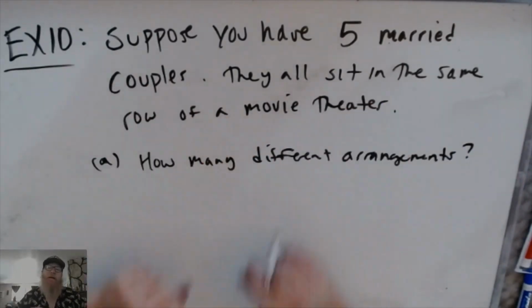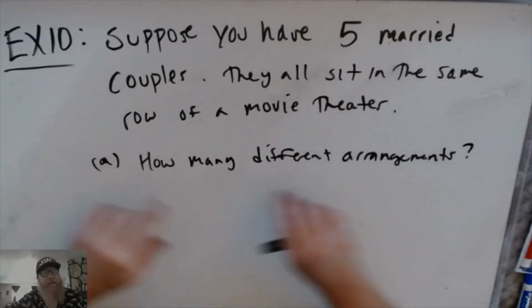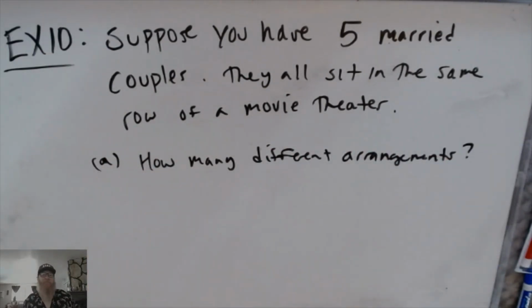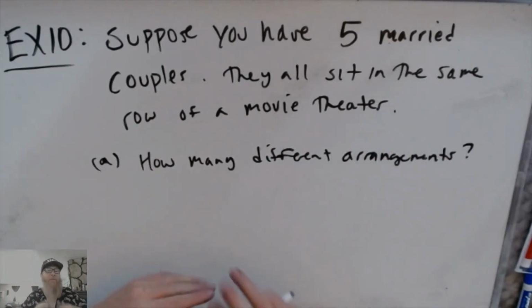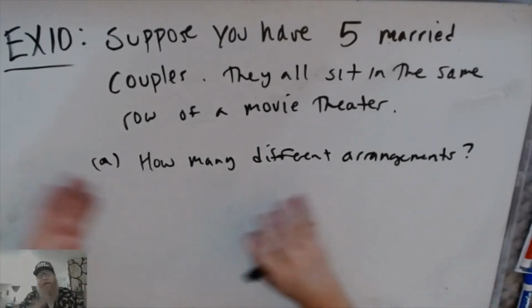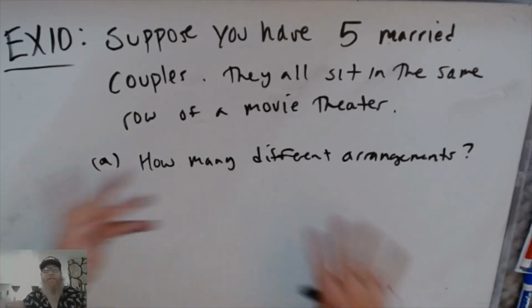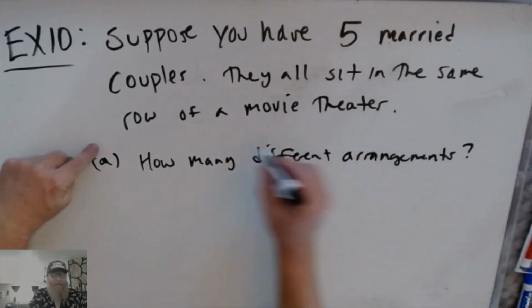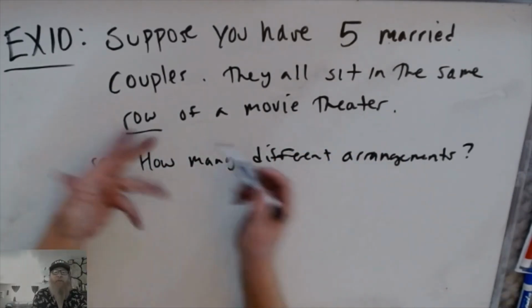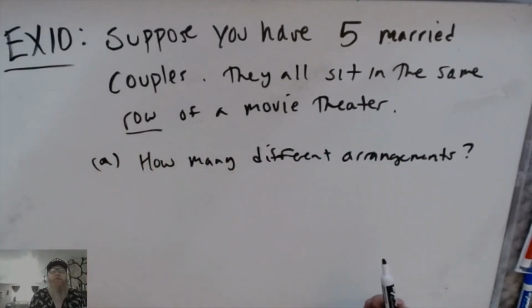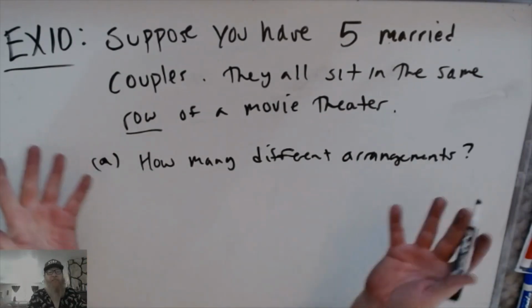They might not have been married couples. I think it was a family, and they were lined up for their photo, right? And we said, how many arrangements have this family? And this is basically the same question, except instead of lining up for a photo, they're all sitting in the front row of a movie theater. How many different arrangements are there of the 5 couples?